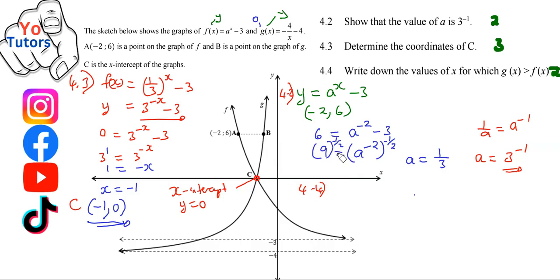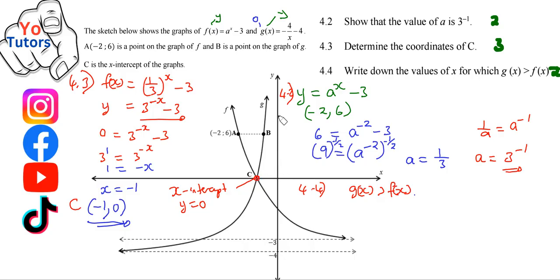4.4 is saying, write down the values of x for which g of x is greater than f of x. So g of x is greater than f of x. Now, when we look at this, we don't need to calculate anything. We just need to look on our graph. Just check on your graph. Now we have the coordinate of -1 and 0 there. We also see that your g of x is actually above f of x from this -1 until 0.